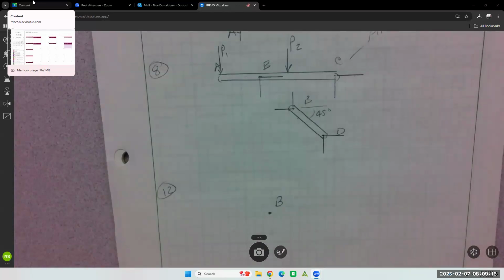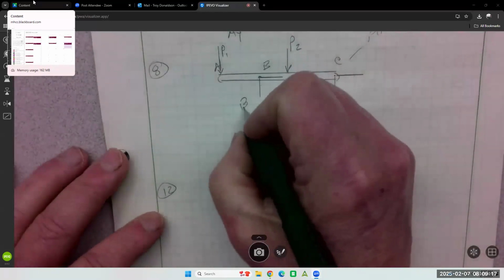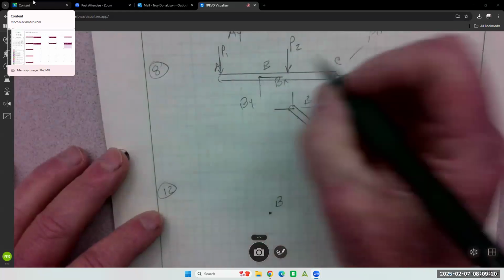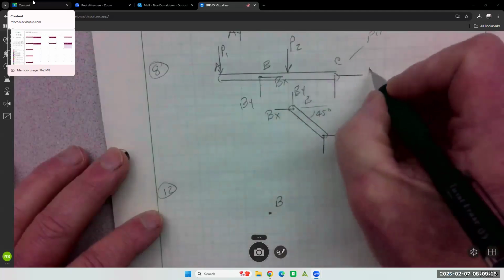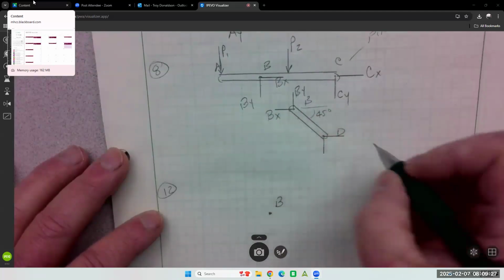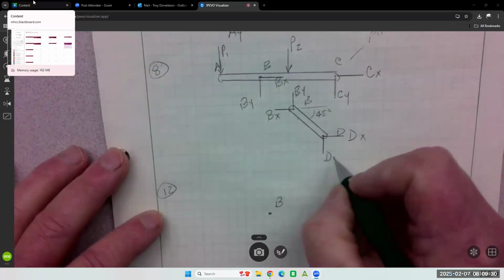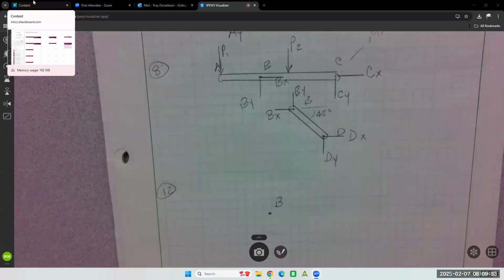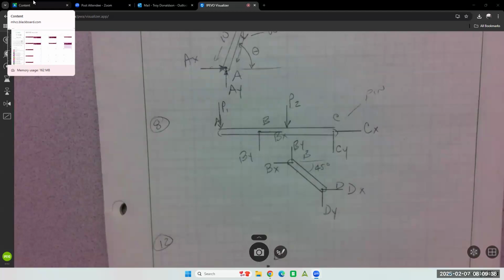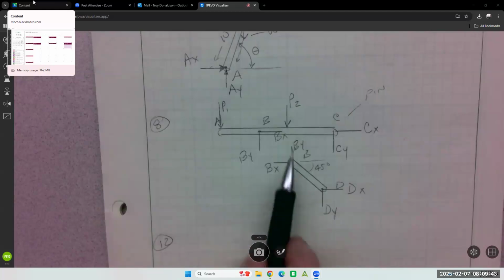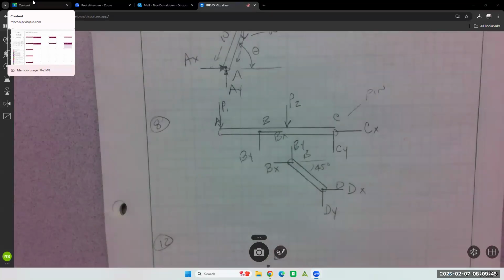So now I'm going to go through labeling. BY, BX, BX, BY, CX, CY, DX, DY. It's busy. Make your drawings big and separate them. Like this is really kind of too close. It's getting kind of busy right there. Everyone see all the pins?